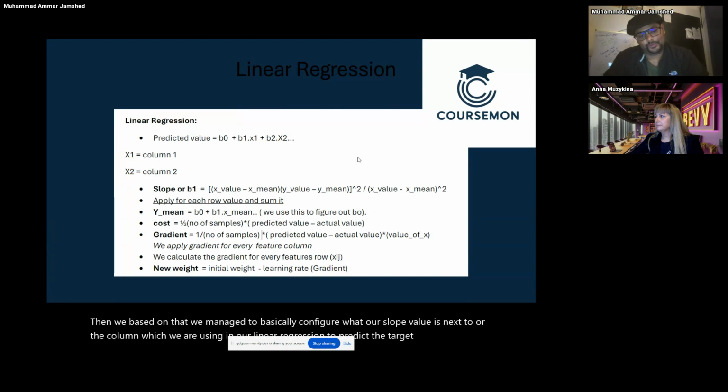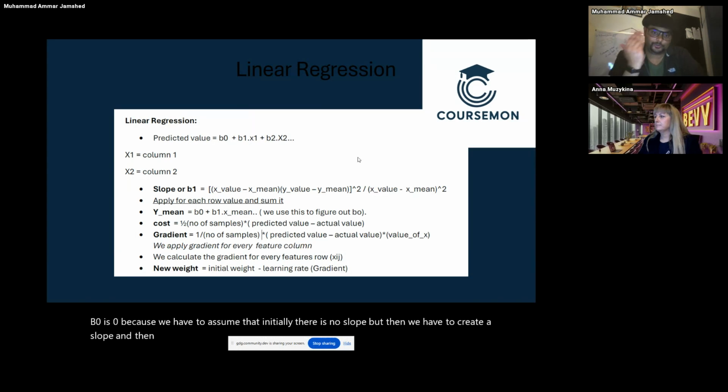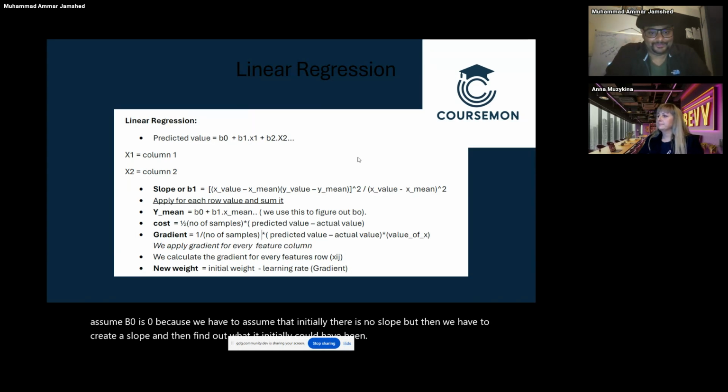And if we have more than one column, then it will be b1 into x1, then b2 into x2. We initially assume b naught as 0 because we have to assume that initially there is no slope, but then we have to create a slope and then find out what it initially could have been. It's basically like completing the cake and then figuring out how to frost it.